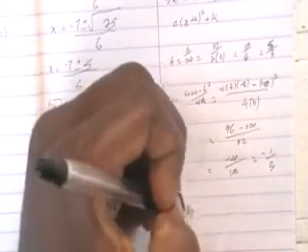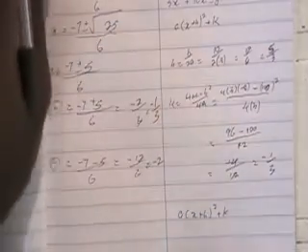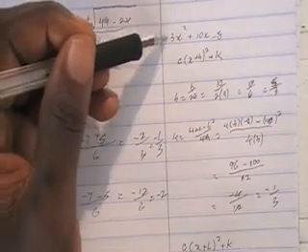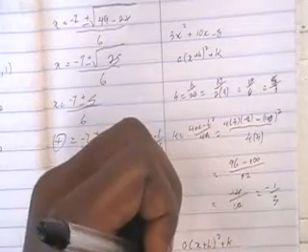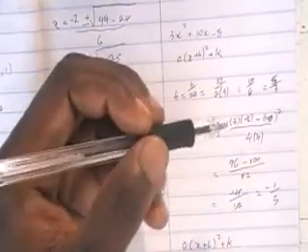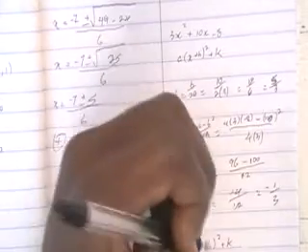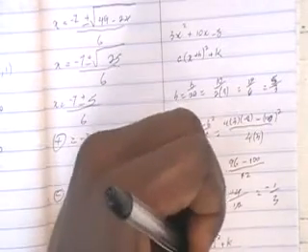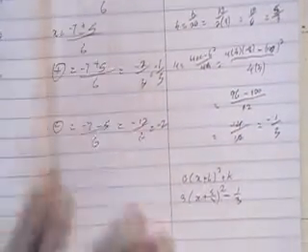Remember the form is a times (x plus h) squared plus k. From the equation itself, a is 3. So 3 comes here. H we solved as 5 over 3, and it was positive. Yes, it was positive. So 3 times (x plus 5 over 3) squared, and our k is negative 1 over 3. So this is the form that it goes into.